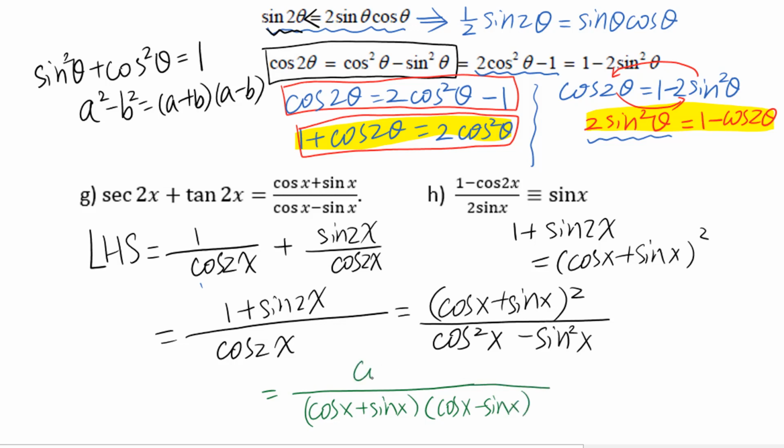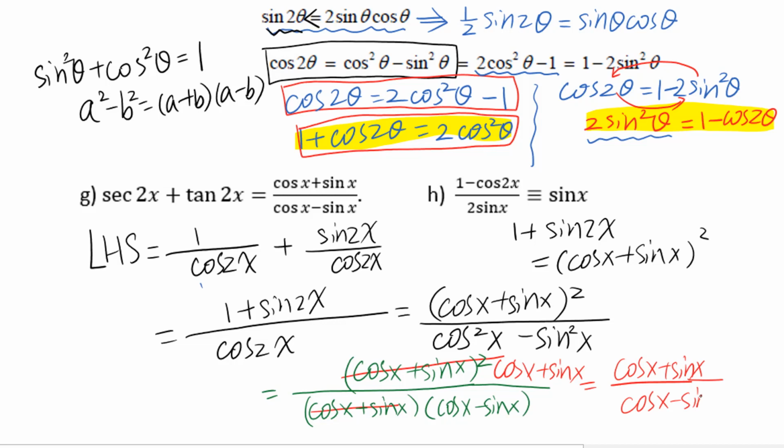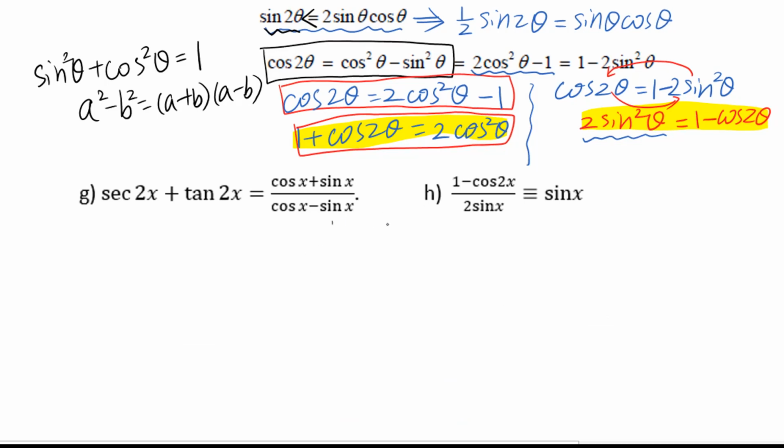Look, the top will be cosine x plus sine x squared. Then this time, reduce. You will get cosine x plus sine x. Let's rewrite the final answer. That will be cosine x plus sine x all over cosine x minus sine x. So it equals the right hand side. We finish the proof. Let's go to H.